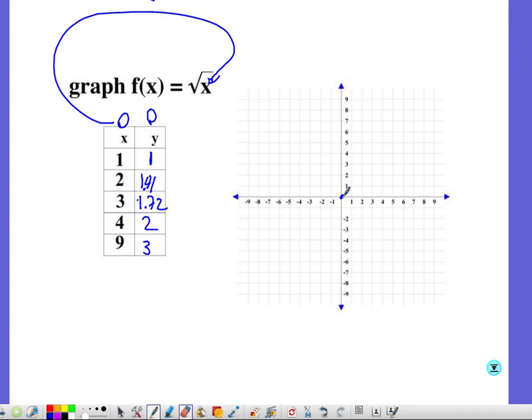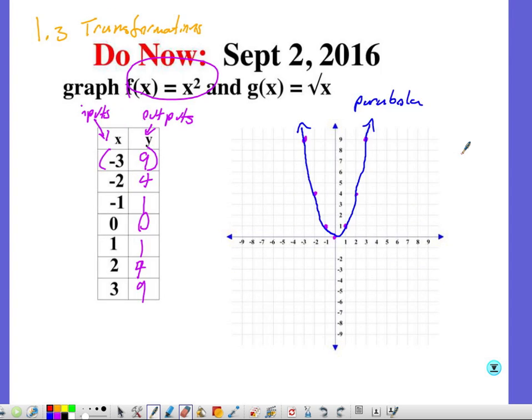So we have 0, we have 1, 1, 2 and 1.41, which is somewhere around here, 3 and 1.7, 4 and 2, and then we jump to 9 and we have 3. So when we connect these points, the graph is going to look something like this. Okay, so we graphed x squared and we graphed the square root of x.